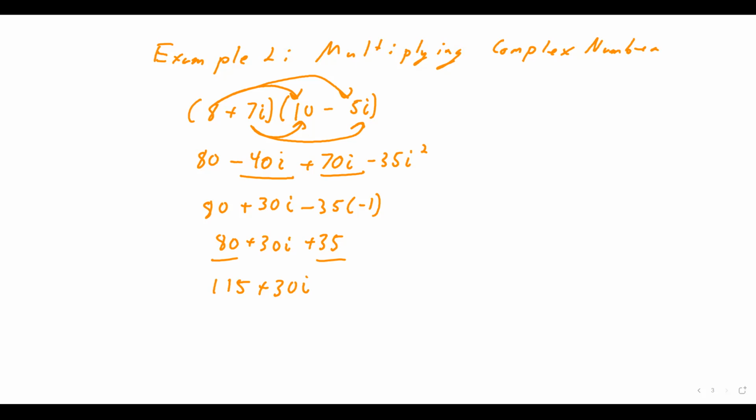And then again, notice how I wrote the answer. I wrote the real part first, then the imaginary. This is how it has to be done. Even though technically 30i plus 115 is the same, it is not in its correct complex number form. So don't lose a point just because you wrote it backwards. Questions on how to do multiplying complex numbers?